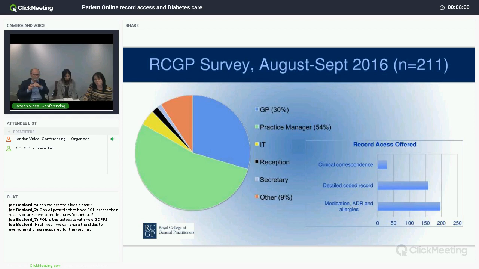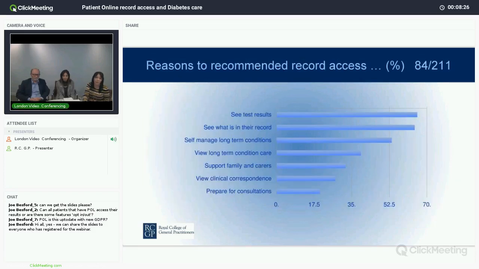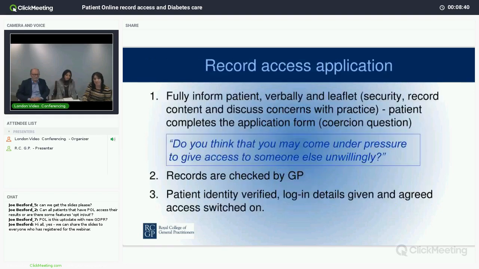Ralph is involved in this survey, which was done almost 2 years ago. It was a SurveyMonkey style of poll, and he got 211 responses back. As you can see, there was a wide range of people who did respond, and they were asked to tick three boxes for why they felt record access would be good for their patients. This shows a breakdown of these. And for those of us who are involved quite heavily with diabetic patients, you can see that most of these are very relevant to the care that we offer our diabetic patients.